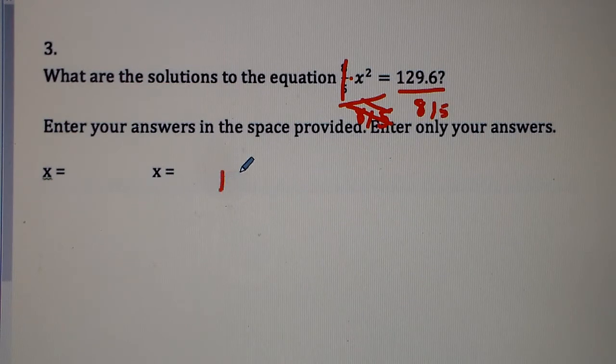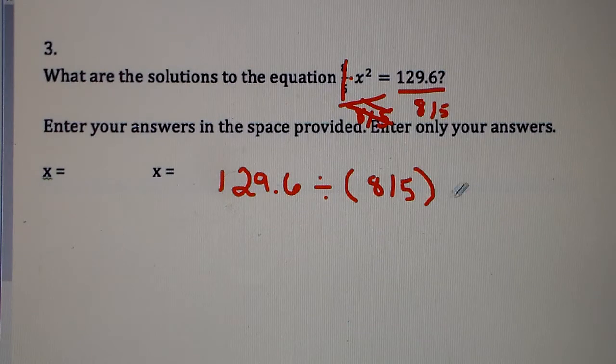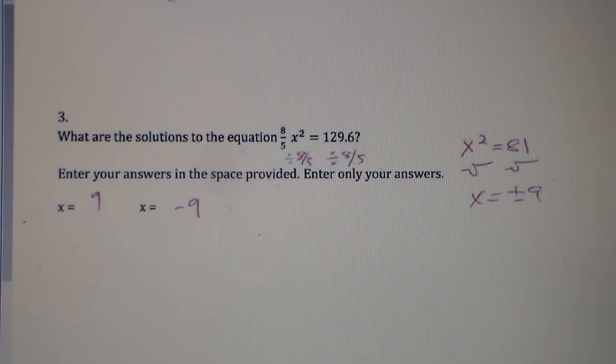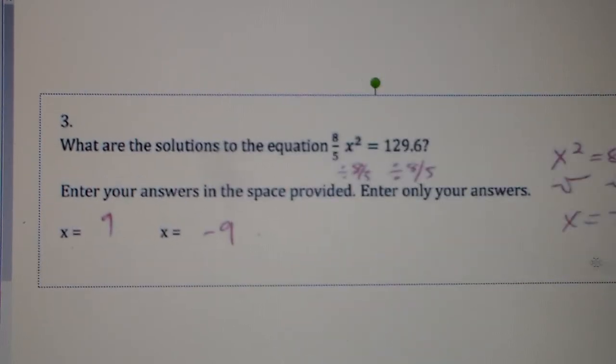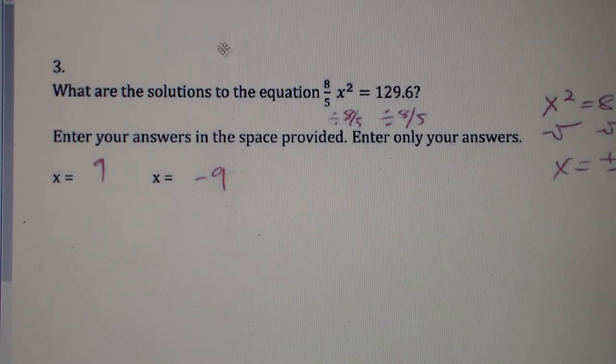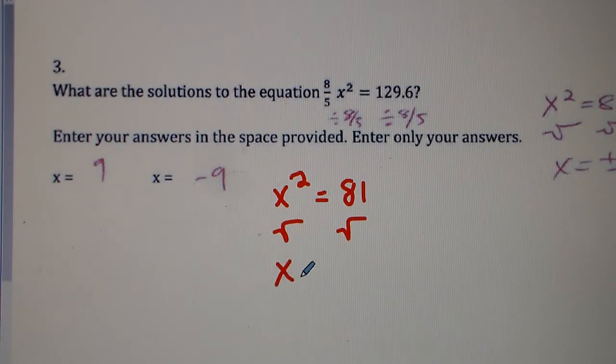When you do that in a calculator, you type in 129.6, hit the divide by button, then you have to open parentheses, 8 divided by 5 to type in 8/5. Close parentheses, then hit enter. And when you do that, you're going to get 81. So you have x squared is equal to 81. Take the square root to both sides and you're going to get x equals 9 and negative 9.